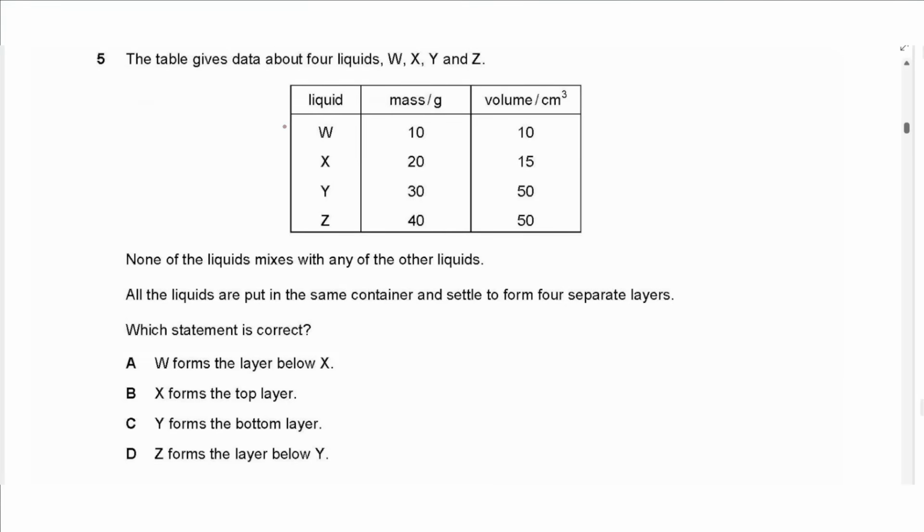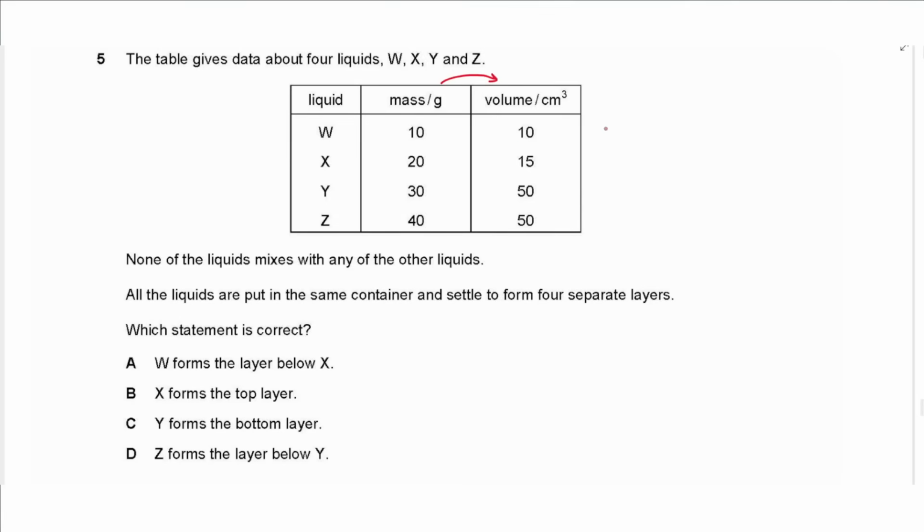Question 5 says the table gives data about 4 liquids W, X, Y, and Z. None of the liquids mixes with any of the other liquids. All the liquids are put in the same container and settle to form 4 separate layers. So we need which layer floats over which layer. So we need to calculate the densities. So we divide all the masses by all the volumes.